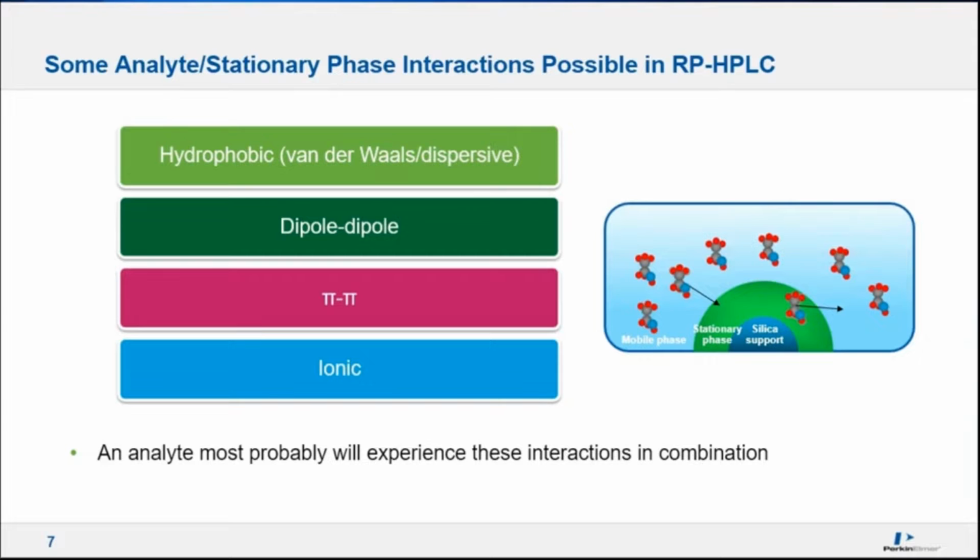Within reverse phase HPLC, there are various interactions that are possible. When we look at a C18 or an ODS column, the main interaction is hydrophobic or van der Waals interaction, or dispersive interaction. However, there could be dipole-dipole interactions depending on the analytes and the stationary phase selected, as well as pi-pi electron interactions. And finally, there can be ionic interactions. In many situations, an analyte will experience some or all of these interactions in combination.